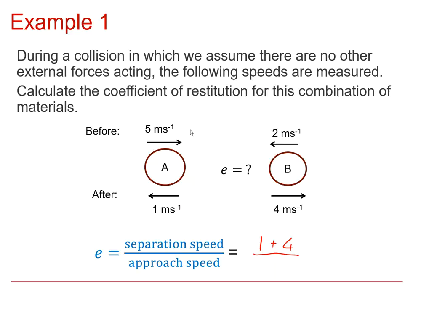and likewise for the approach speed. If that moves towards that object by 5 meters and that moves towards that object by 2 meters, then they've got closer by 7 meters in that time. So again, we're adding those together. So that is 5/7.